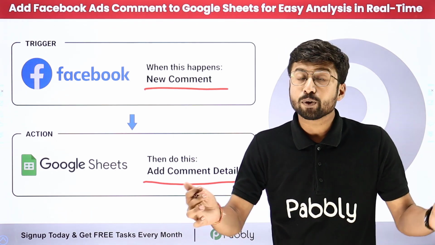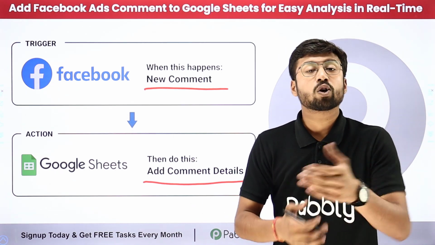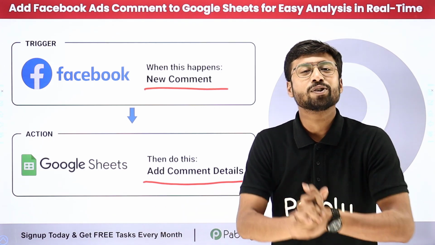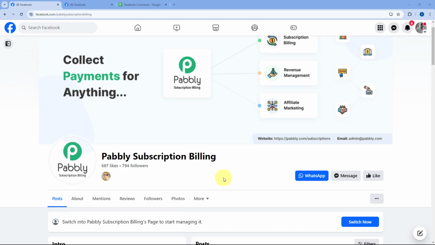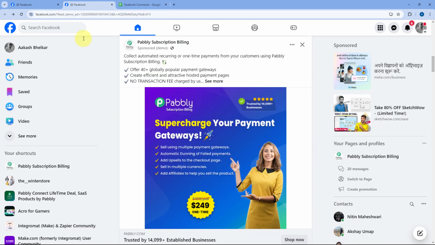Now, if you want to learn how you can automate this process and analyze the comments on your Facebook ads, for that you just have to come with me to my screen. So as you can see, this is my Facebook page. And on my Facebook page, I'm running some ads. So these are the ad creatives which I'm running over here on my Facebook page.